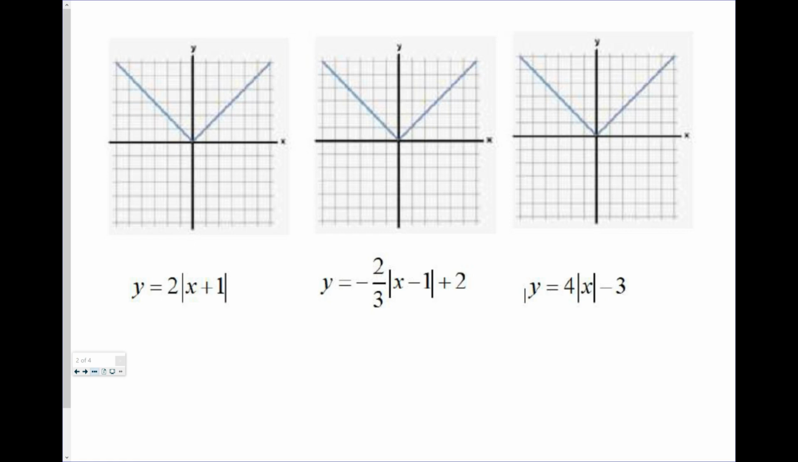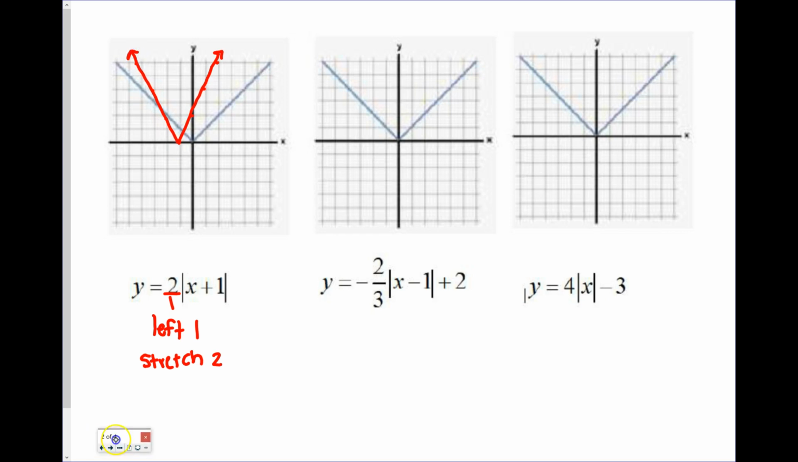So the first one, y equals 2x plus 1. The first thing is going to be a shift to the left 1. Then I've got it multiplied by 2. That is a stretch of 2, which means my slope basically is going to be going up 2 over 1, because there's a little invisible 1 under there. So I'm going to move my point left 1, and then I'm going to go up 2 over 1, up 2 over 1, up 2 over 1, and make my new points. And that becomes my new graph.